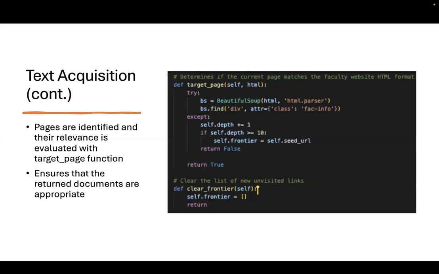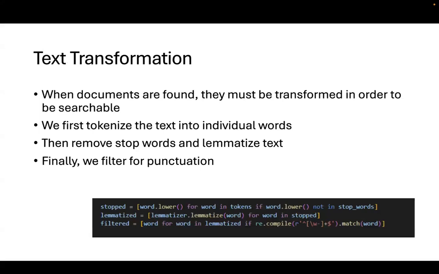The target pages are identified if they have the features that the faculty pages have. So this is where students can find research papers. The faculty pages will have divisions for info and, one more, I forget right now. But this makes sure that the pages that are being returned are appropriate for the students.